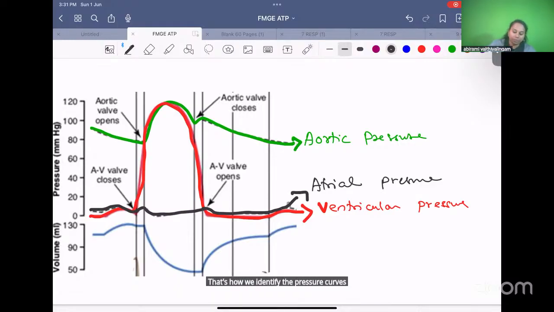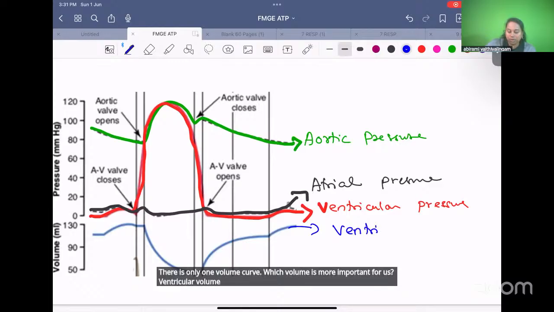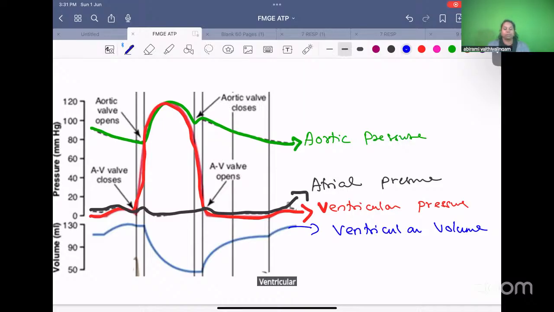What about the volume curve? There is only one volume curve. Which volume is more important for us? Ventricular volume. So this belongs to the ventricle. Ventricular volume curve. There's only one ventricular volume curve.